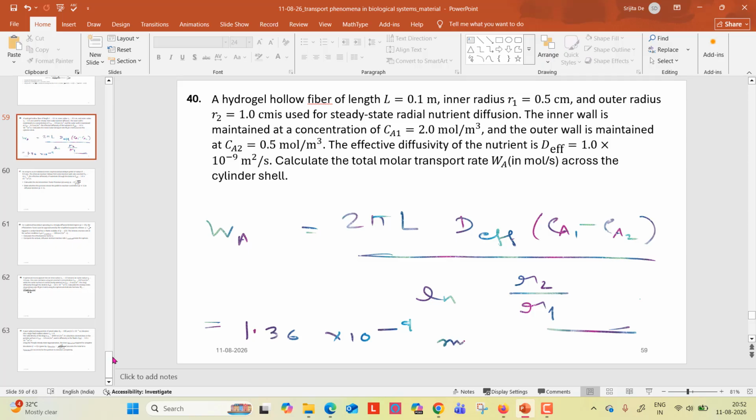So for the unit also you can check. So it is meter square per second, it is mole per meter cube. Bottom one is dimensionless. So it will be mole per second, right? Next.